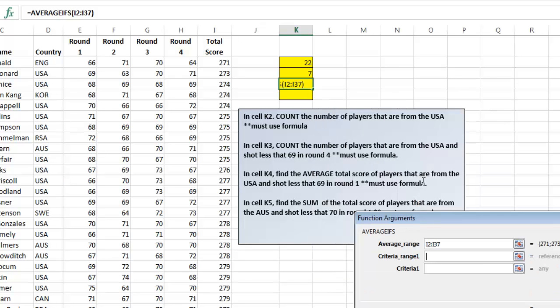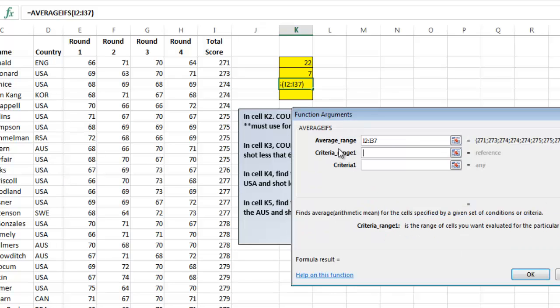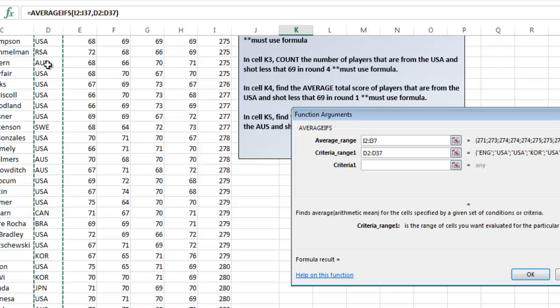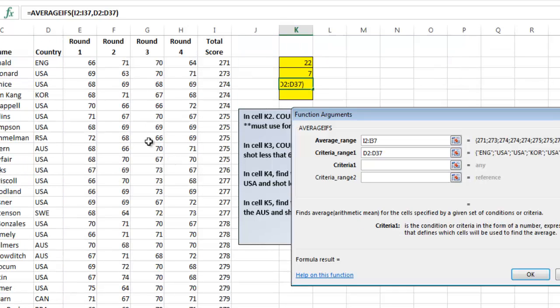Criteria. So my first criteria is the USA. Sorry, I have to scroll that around. I just can't read the question. So criteria 1 we'll say is country. So notice the difference between criteria range and average range. This means what do you want the average of? This is what's the determining column.